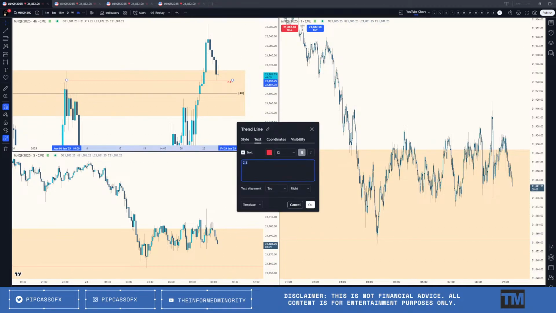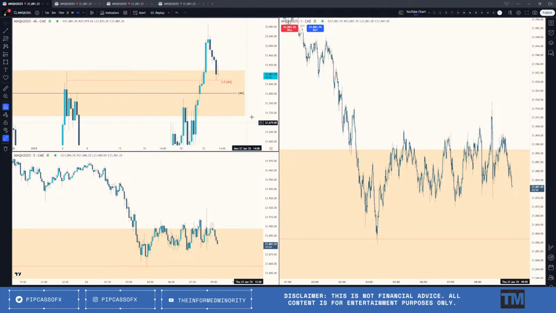Again, I'm not in a rush to get into a trade. It just needs to show itself, and then I will jump in there. So this is pretty much what I have.